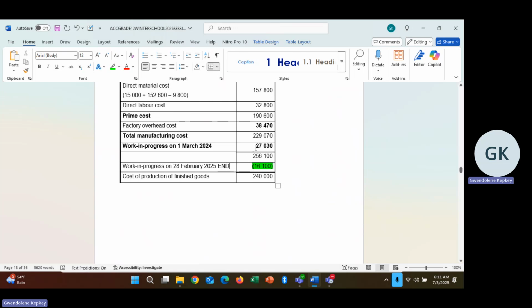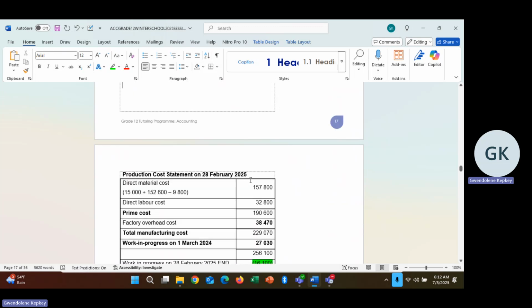So recap. At the beginning work in progress, get a figure over there. Deduct the work in progress at the end. And we come to an amount of cost of production of finished goods of 240,000. So grade 12s, there is the format.